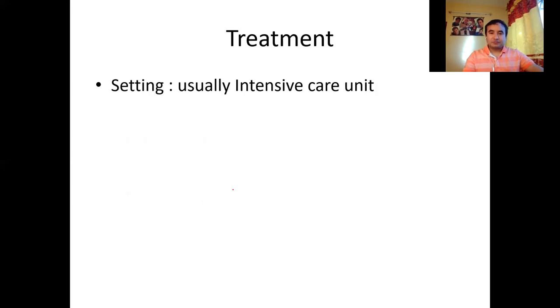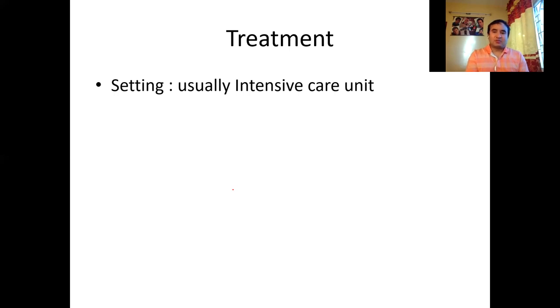Okay, so how do we treat the patient? Usually we have to treat the patient in the intensive care unit. Why? Because of two conditions. One condition is that the patient can develop respiratory paralysis at any time and may need ventilator support at any time. That's why we need to take care of them in an intensive care unit.